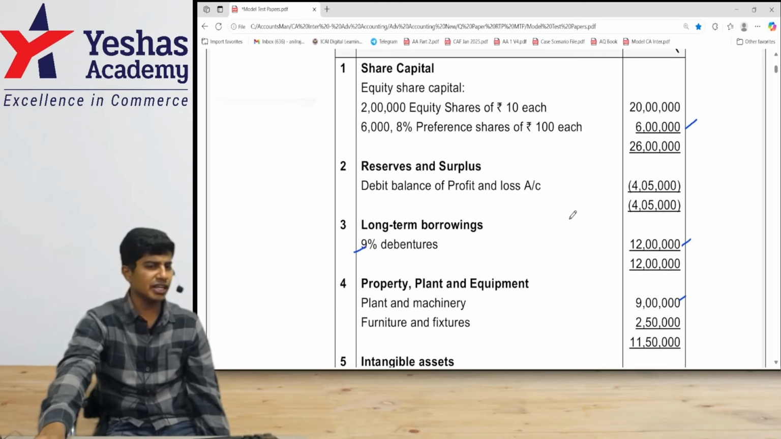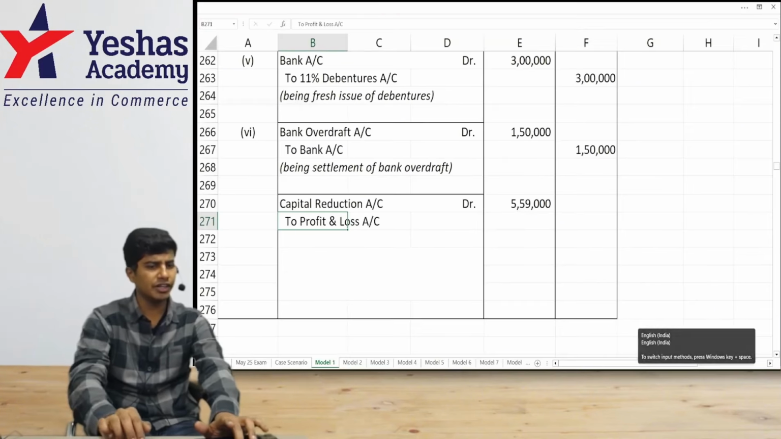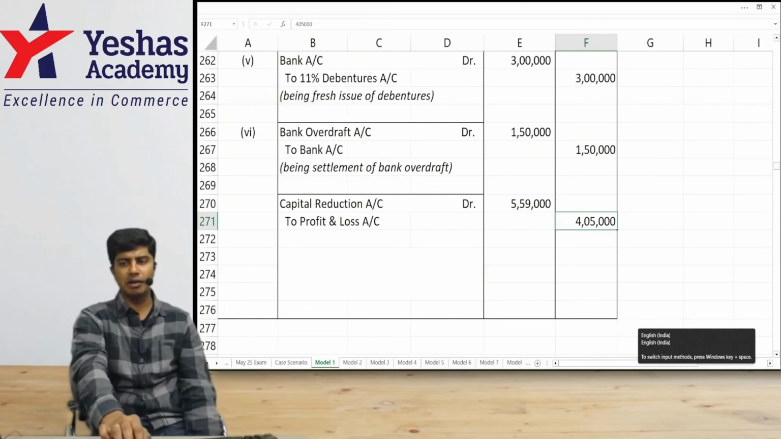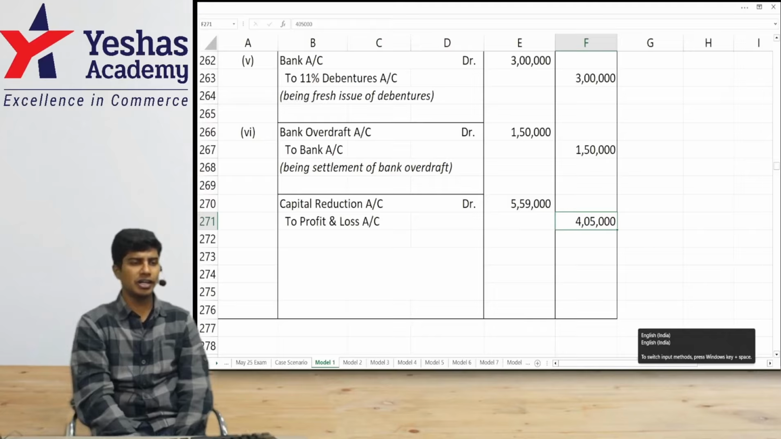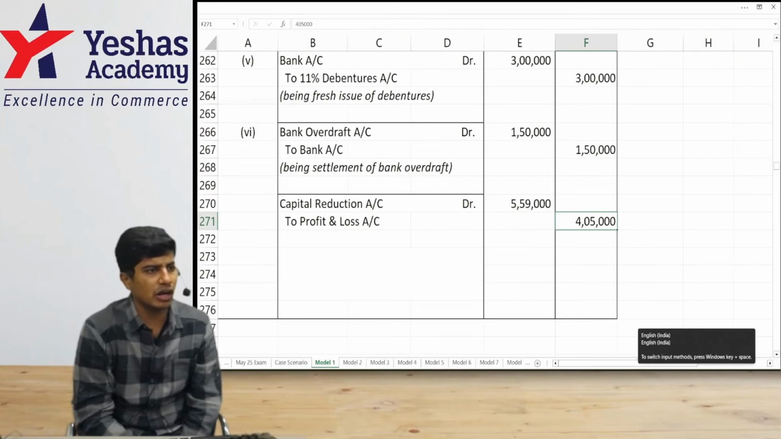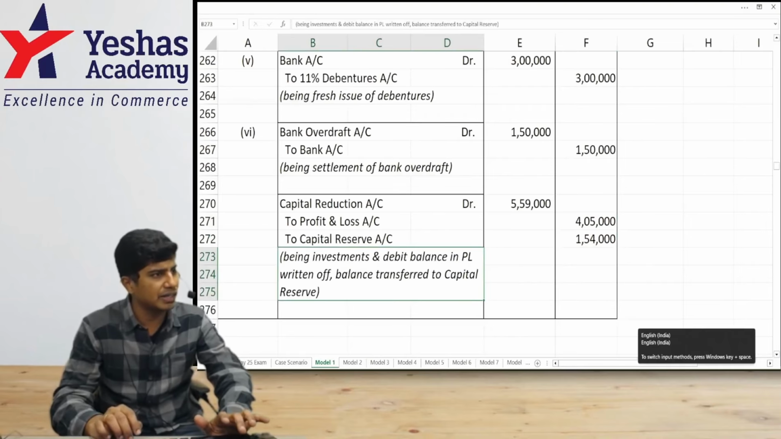In residual surplus, is there any accumulated loss? Yeah. Debit balance of P&L 4 lakh 5. Shall we write this off? 4 lakh 5,000 debit balance. In order to write it off, I should credit it by 4 lakh 5. 5 lakh 59 is the balance available. 4 lakh 5,000 worth of accumulated losses is written off. Please take 5 lakh 59 in your calculator and deduct 4 lakh 5. Remaining 1 lakh 54 will be transferred to capital.